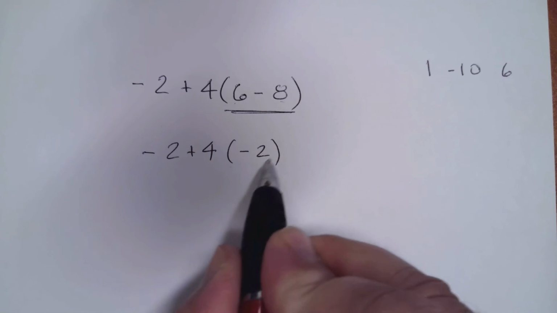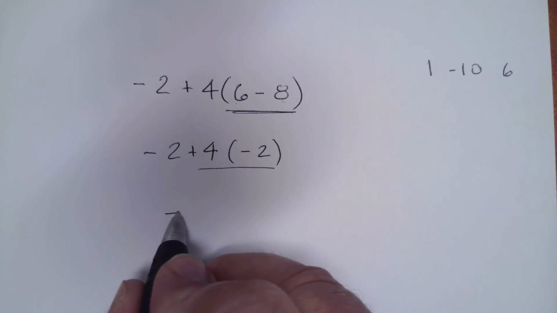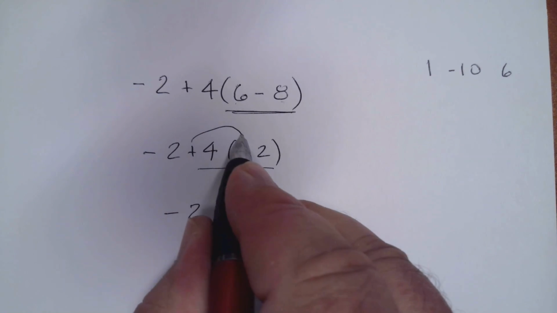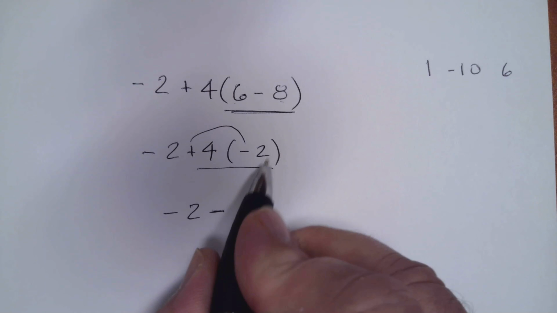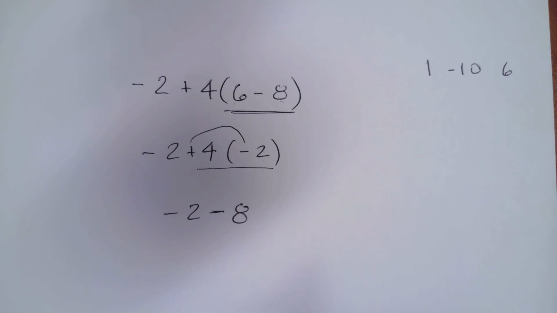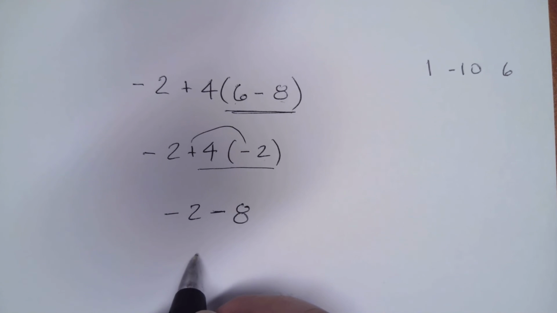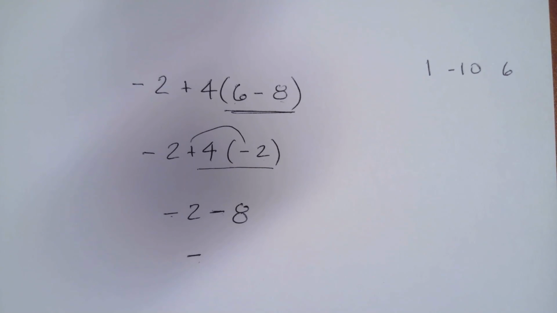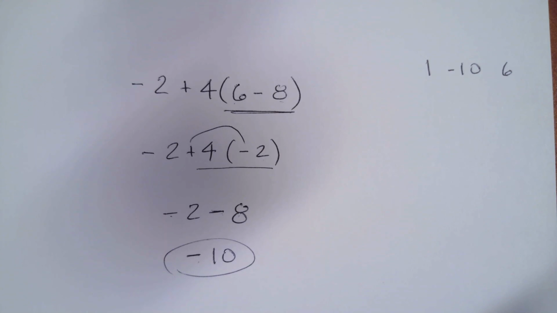Here's a special operation. Can we do anything inside there? No. So we have to get rid of it. So we multiply. Positive times negative is negative. 4 times 2. Negative 2 minus 8. Is the answer positive or negative? Negative. Because they're both negatives, the answer is negative. 8 plus 2, 10. I'm glad you changed the sign.